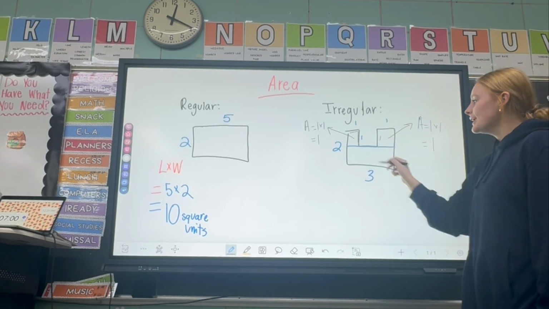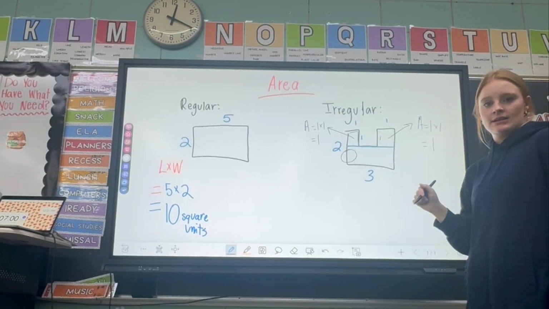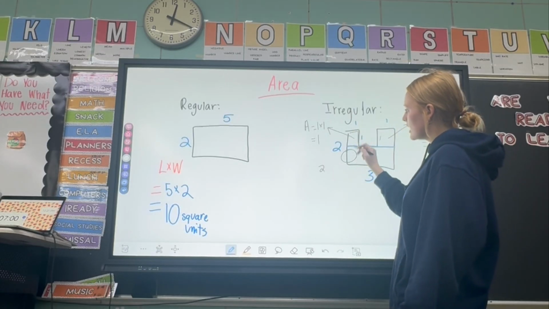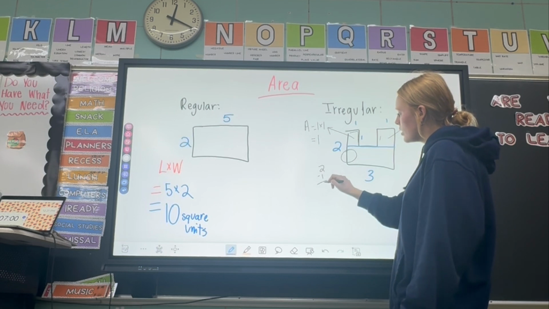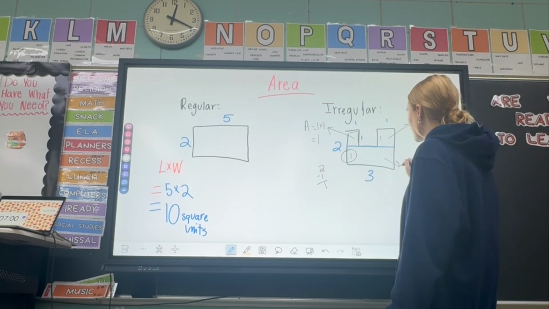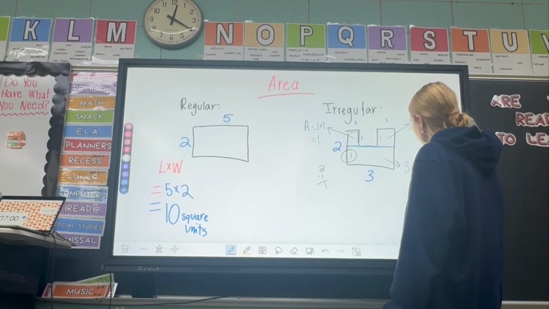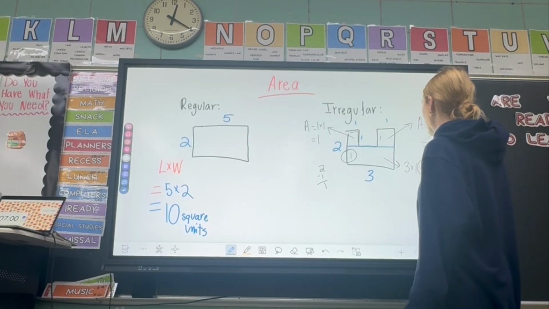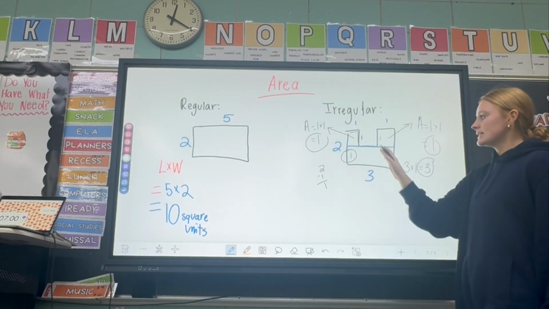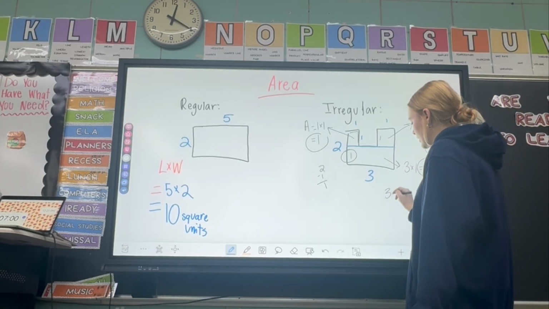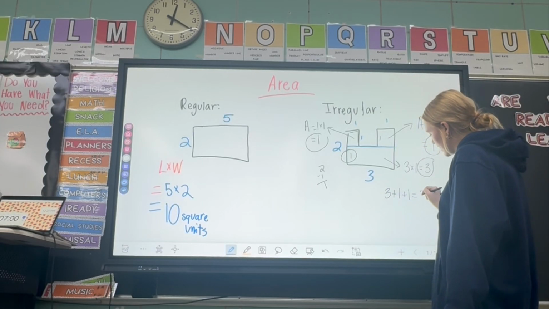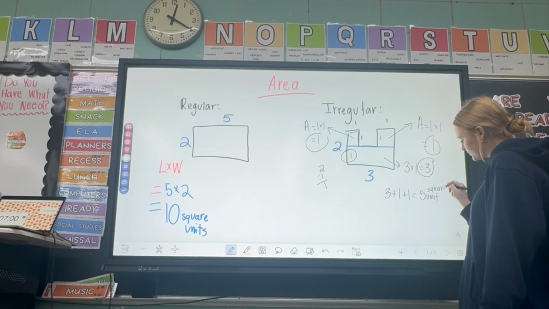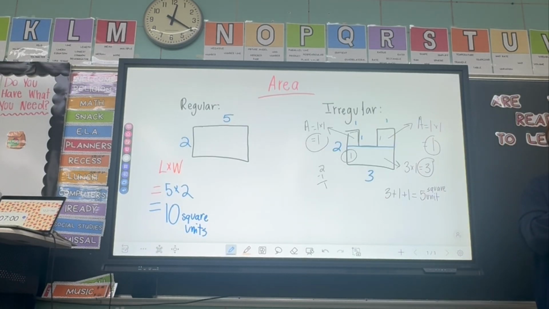But here, I don't know what this width is. So I'm going to have to look and say 2, which is this long line, minus 1 equals 1. And then this area is going to be 3 times 1. I'm going to get 3. But I'm not done yet. Now I have to add all 3 of these separate pieces up. So I'm going to get 3 plus 1 plus 1, and I get 5 square units. That's our first way to solve.